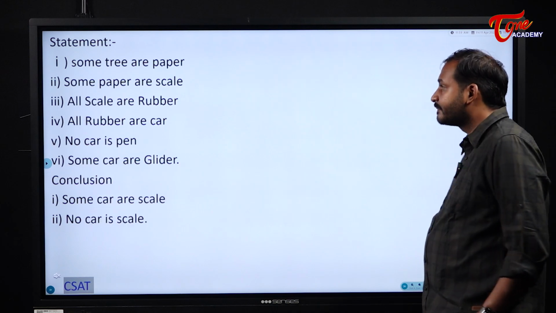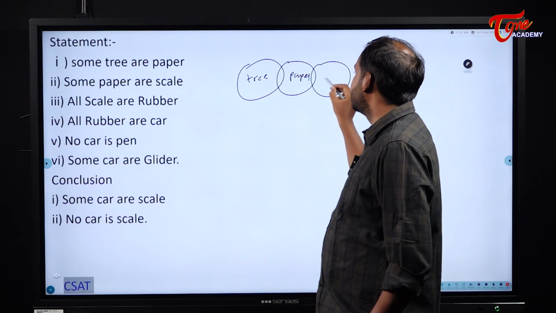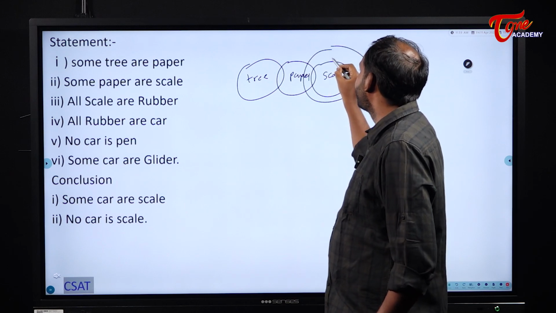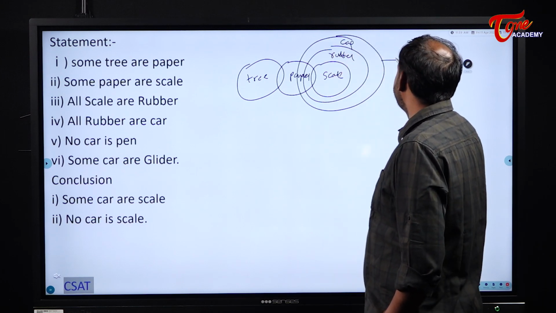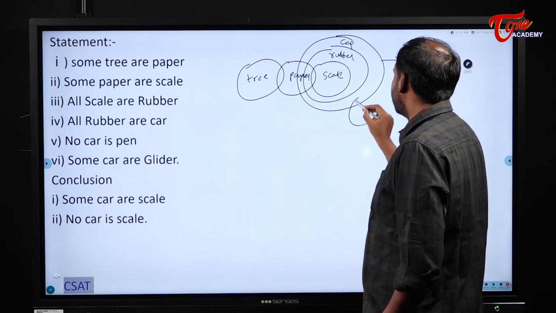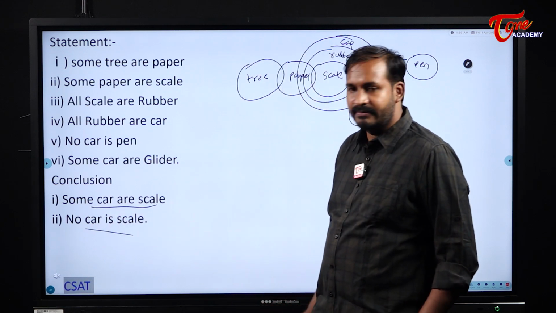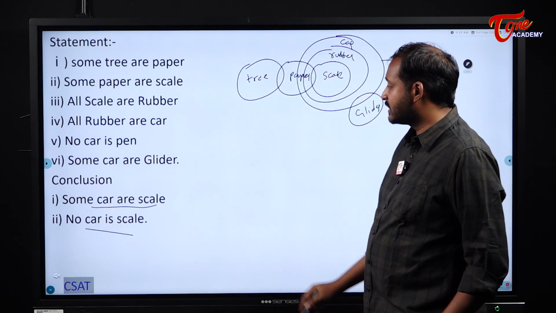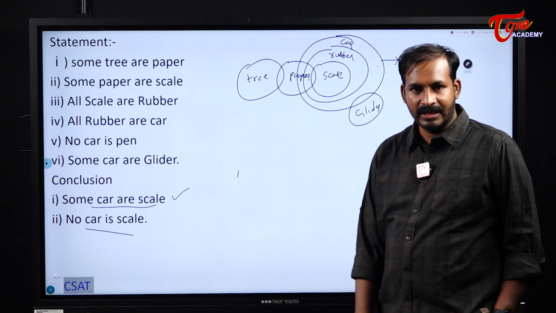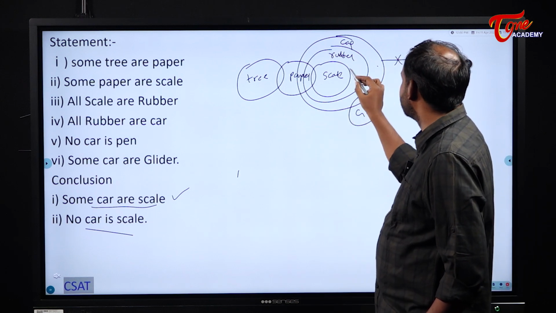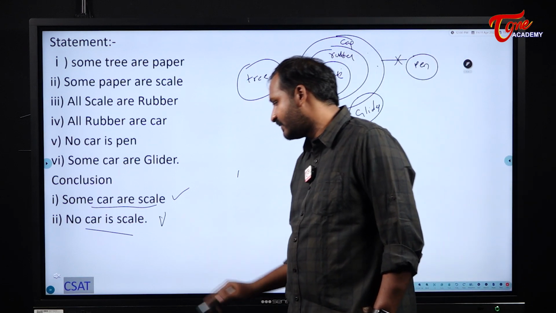Okay, next one. Some tree or paper, some paper or scale, all scale are rubber, all rubber are car, no car is pen, some car are glider. Now, car and scale: two same elements, one positive, one negative. Some car are scale. See here, in the basic it became true. Next, no car is scale. Actually, some cars are scale, so this becomes false for me.